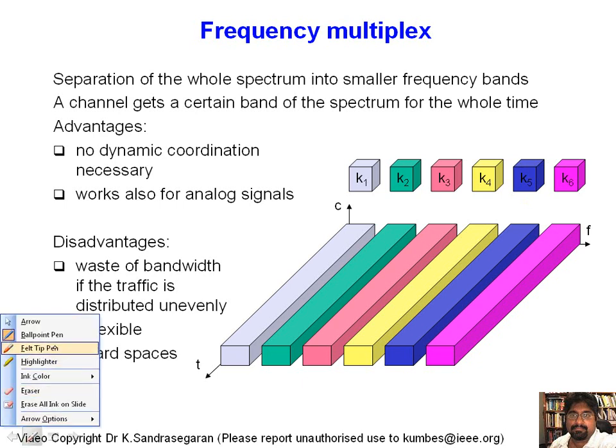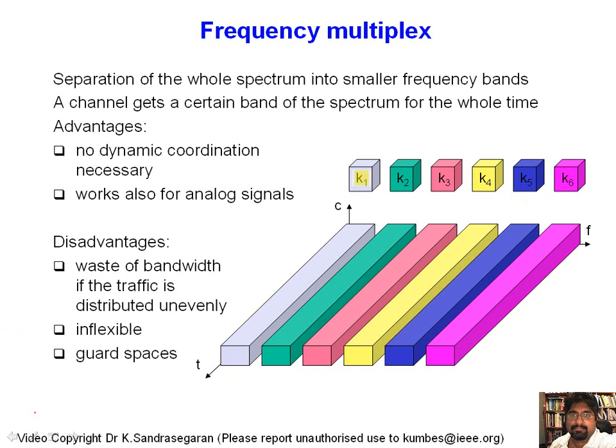So for example, in this case here, user K1 is being allocated that particular frequency band for the entire duration of time. You can see there are 3 axes here. There is the space axis, which is C. There's a frequency axis, which is F. The frequency axis is the one that has been subdivided into, in this particular case, 6 smaller frequency bands, and each one of these 6 bands is allocated to the 6 users that are available.